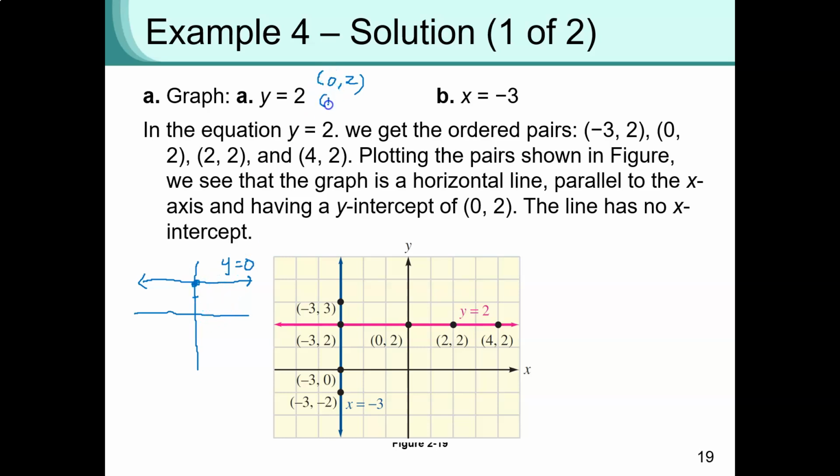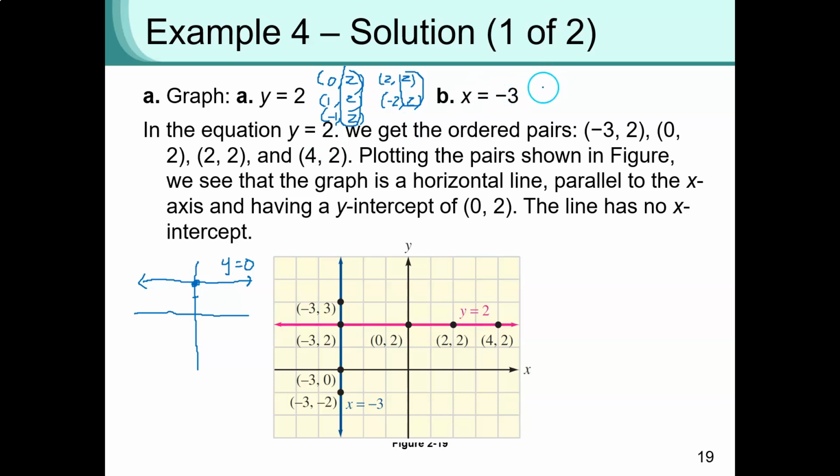So you will have (1, 2), (-1, 2), (2, 2), (-2, 2). So whatever x value changes, it doesn't matter. Your y always sticks with the 2. So we call this a horizontal line.